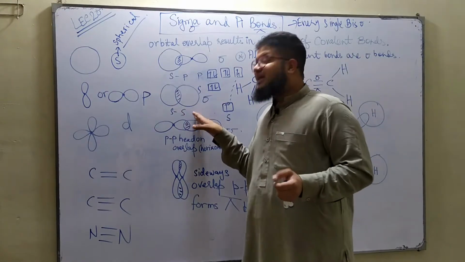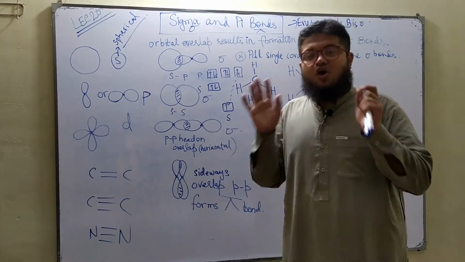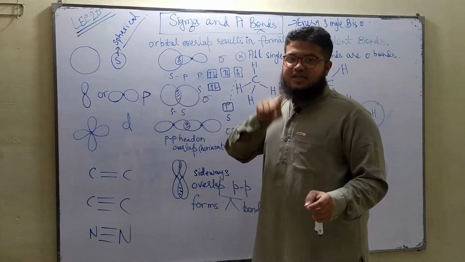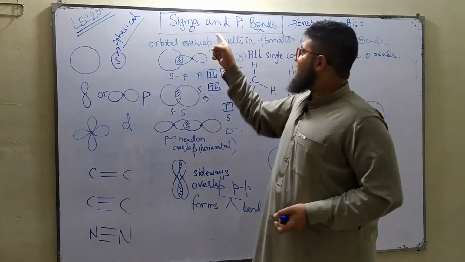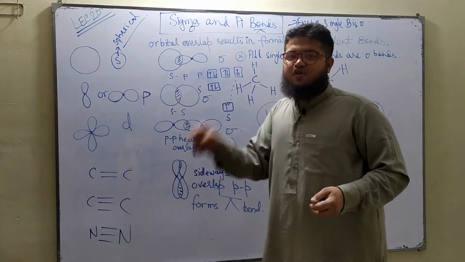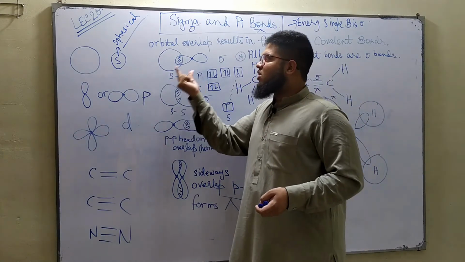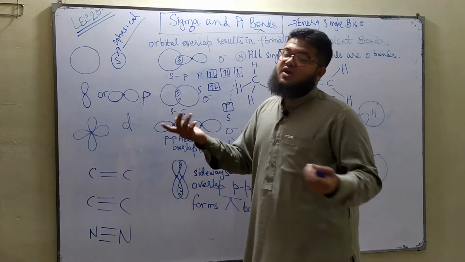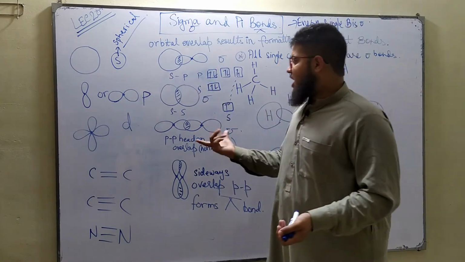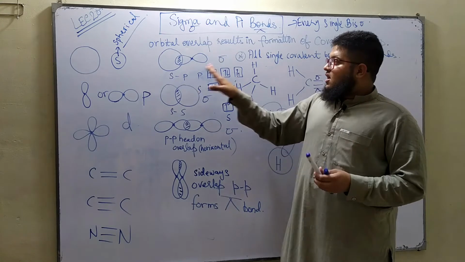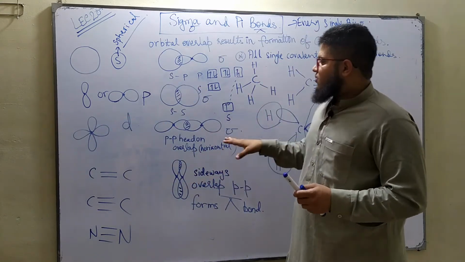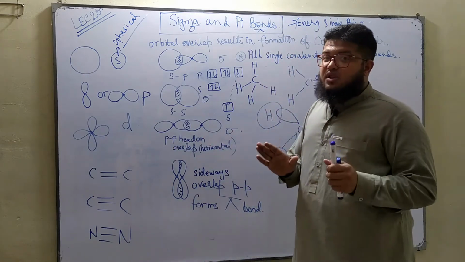So as far as the s orbital is concerned, it will always form a sigma bond. Okay, S for s orbital and S for sigma. So remember the S and S for both of them. Whenever an s orbital overlaps with an s orbital, it has to form a sigma bond, or when it overlaps with a p orbital, it forms a sigma bond. Now coming to the pp overlap, the only overlap which is left, of course, because the d orbital is not in the syllabus.